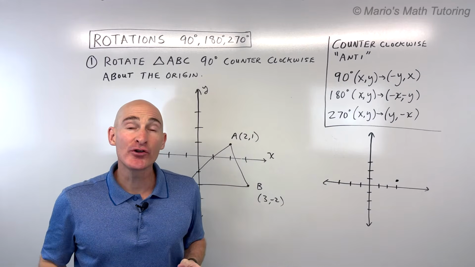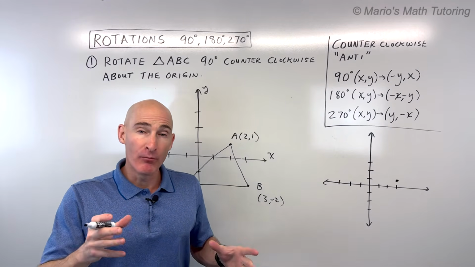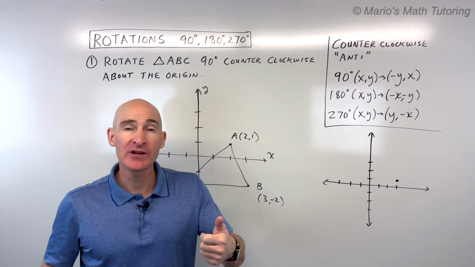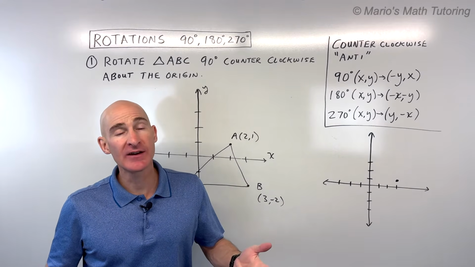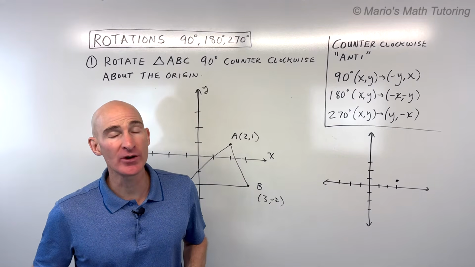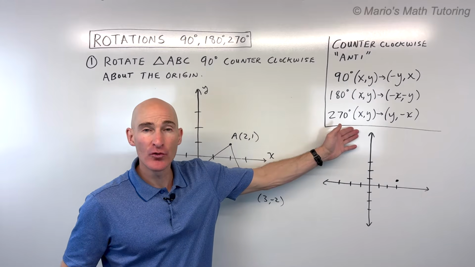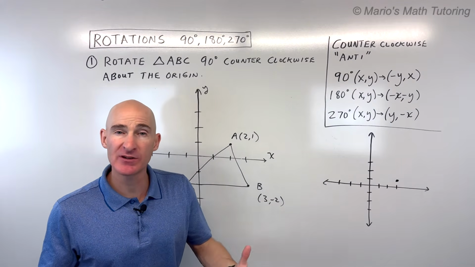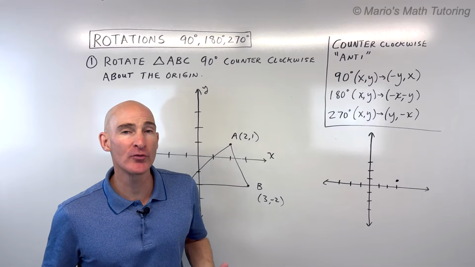In this video, you're going to learn how to rotate points and figures about the origin, and we're going to talk about 90 degrees, 180 degrees, 270 degrees, and 360 degrees. We're going to go through the rotation rules, and we're going to go through 3 examples. So you might want to pause the video and try some of these examples on your own, and of course we'll go through them together.